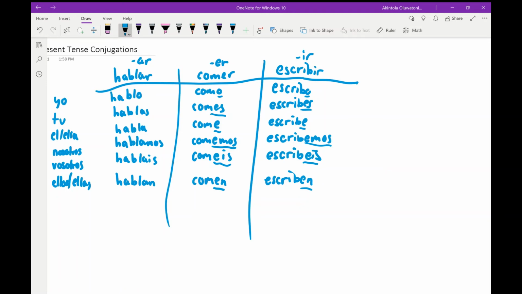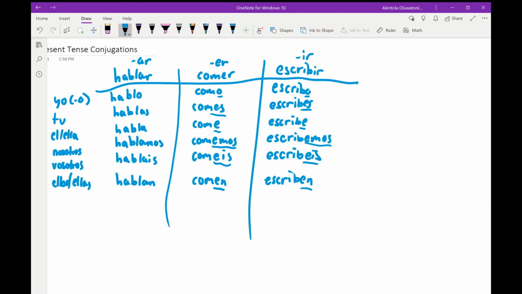So also a good thing to note is that with regular verbs in Spanish, the yo form ending will always be an O, right? It's always going to be an O. Hablo, como, escribo. The tú form is going to be usually an S: if it's an ER, it's going to be ES, and so on. And then usually for él, ella, you just drop the R, and then it's habla, come, escribe.